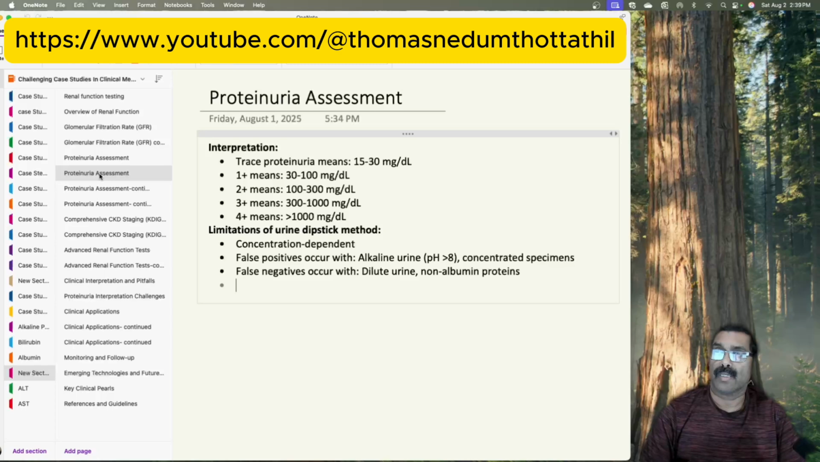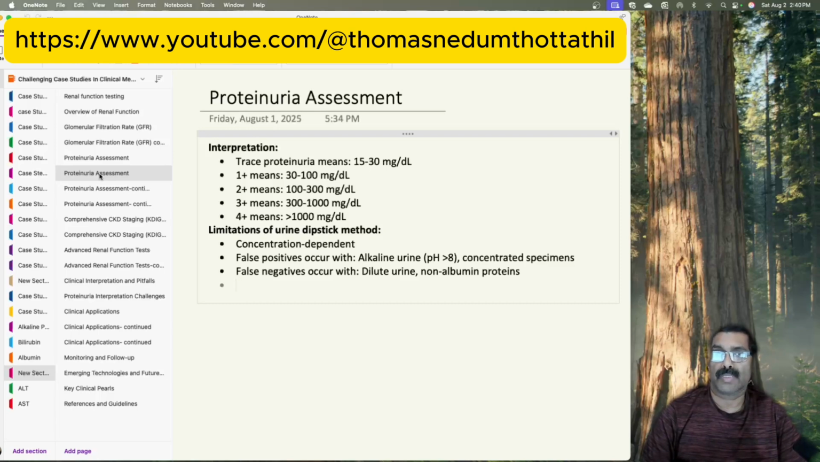Proteinuria assessment interpretation. Trace proteinuria means 15 to 30 mg per deciliter. 1 plus means 30 to 300. 2 plus means 100 to 300. 3 plus means 300 to 1000. And 4 plus means more than 1000 mg per deciliter.